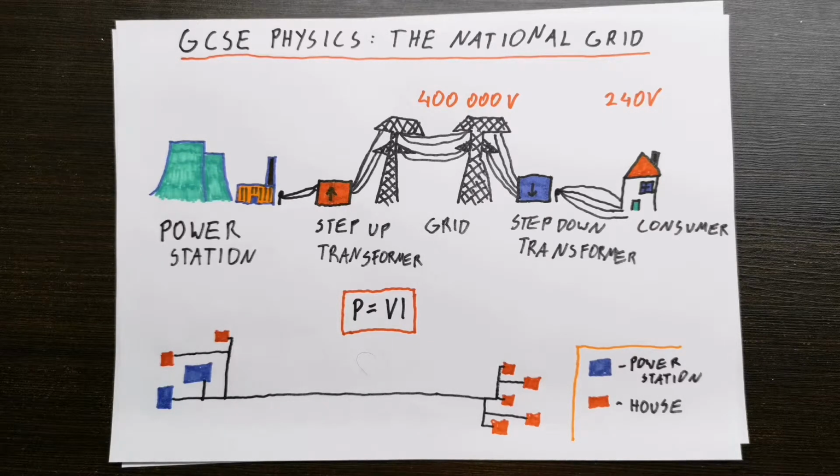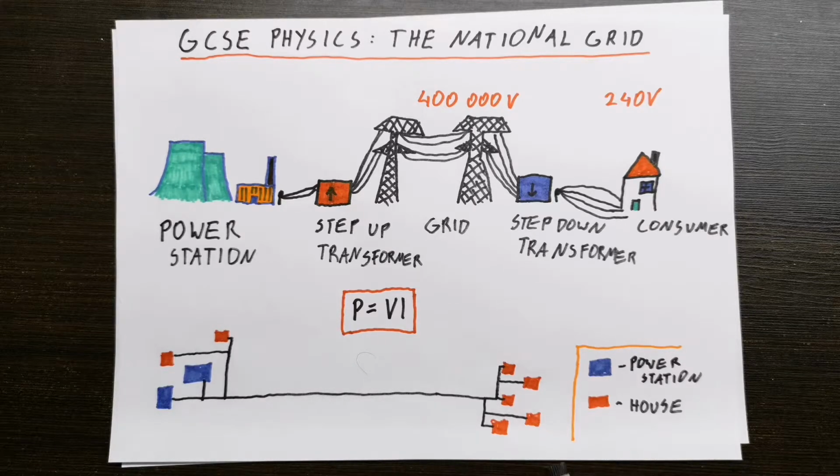It's a system that connects all the power stations in the country, and it connects them to all the consumers, all the houses, all the offices, businesses. It's essentially a grid that delivers electricity to the entire country. Now, so it works something like this.